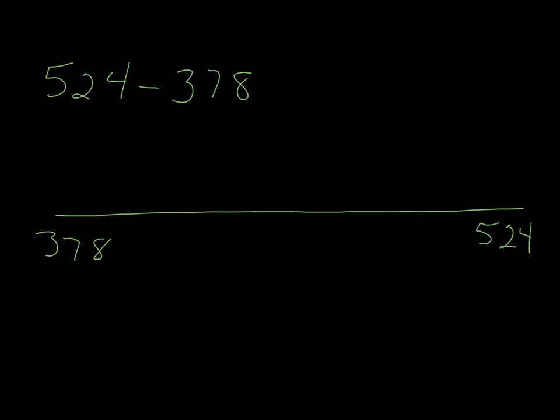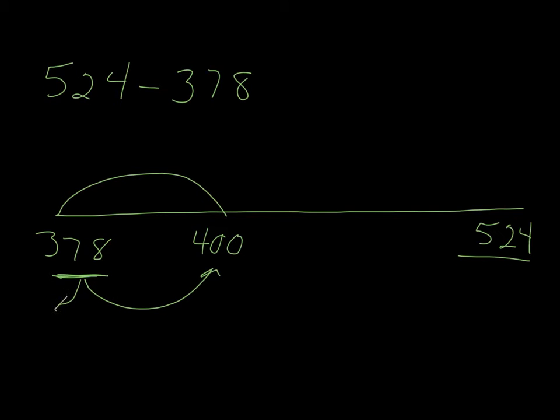Okay, so we've written 378 and 524. Now, just as I said last time, the first thing you have to do is work out what do we have to add to 378 to get to the next biggest set of 100. Well, the next biggest set of 100 is going to be 400. Remember, we're not going backwards. We're going forwards. Okay, we're getting bigger. So what did I add to 378 to get to 400? We added 22.